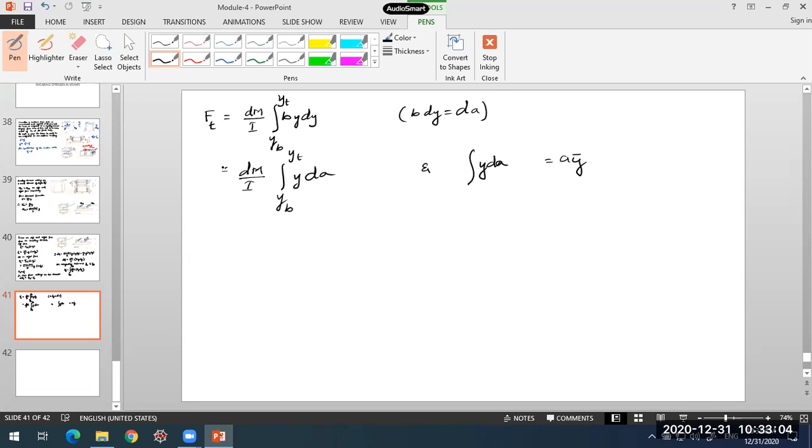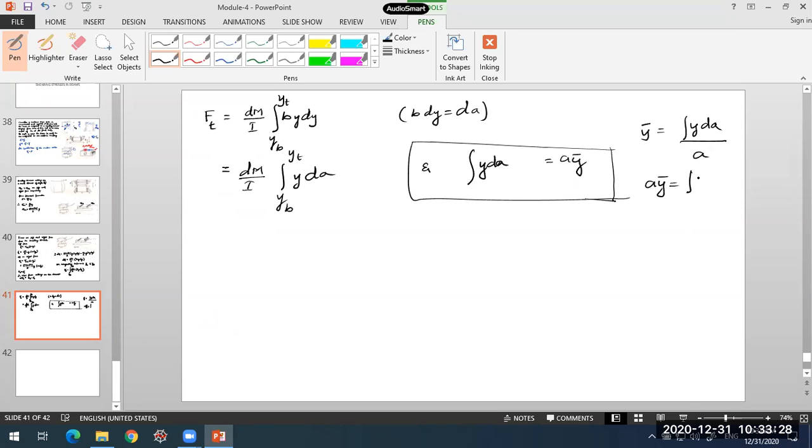This is from the centroidal distance we have. Integration y into dA, divided by A, will be y bar. So y bar is integration y into dA upon the total area A, or we have A into y bar as the integral of y into dA. So this is what I have substituted here. Finally, Ft will be equal to dM by I into A into y bar. So what I got here is the net force which is acting on that section, A dash, B dash.